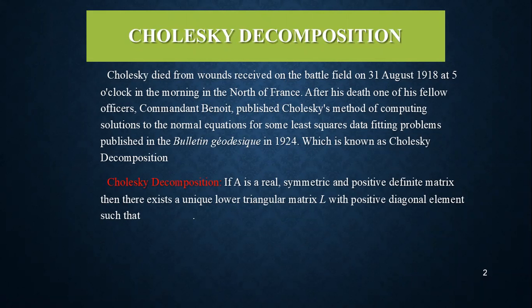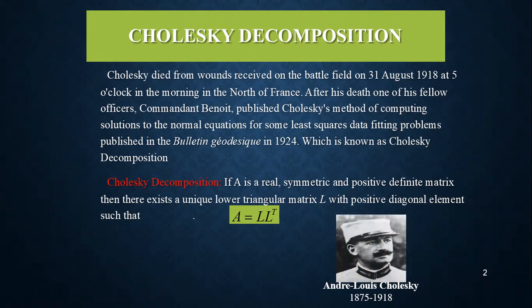For this method, let we have a real symmetric matrix with positive entries. So for that, Cholesky defined a matrix A as L into L transpose, where L is the lower triangular matrix and L transpose is its transpose. This was Cholesky. He was from 1875 to 1918.